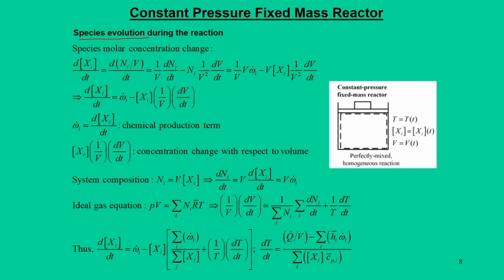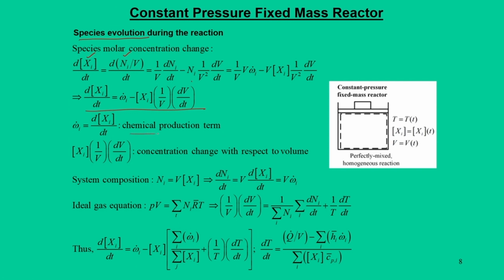So, here we start with the concentration of species i, d[Xi]/dt. This concentration can be expressed in terms of number of moles by total volume. Then we can differentiate. After differentiation, we arrive at this expression: d[Xi]/dt is equal to omega_i minus concentration of Xi times 1 by V dV by dt. So, it means that the concentration of species i changes by two terms.